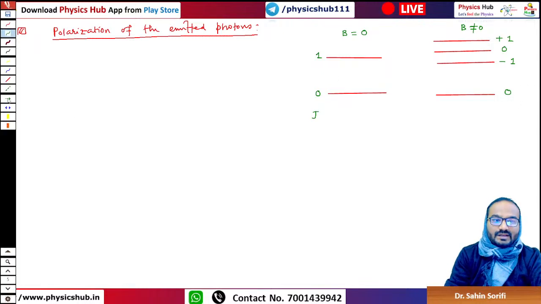Now there will be transitions. Delta mJ equal to 0, plus or minus 1. So -1 to 0, this and this. How many lines do you get? You get 3 lines. This is the central unshifted line, pi. This is sigma plus, this is sigma minus. These are the mJ values.